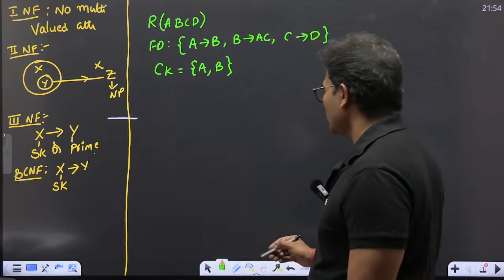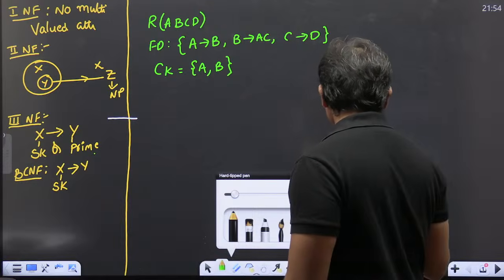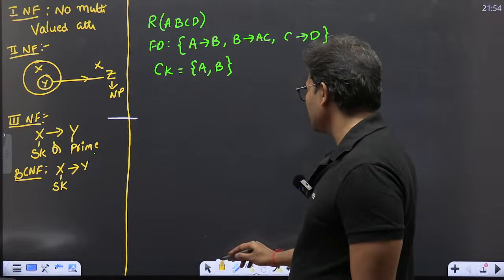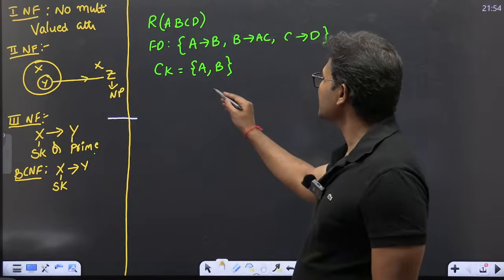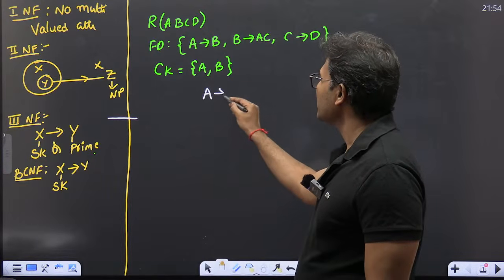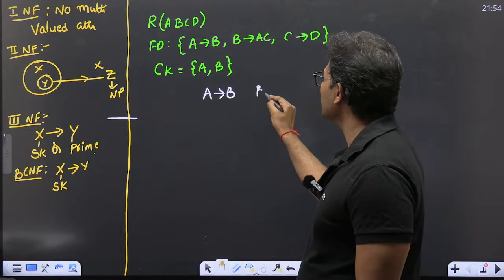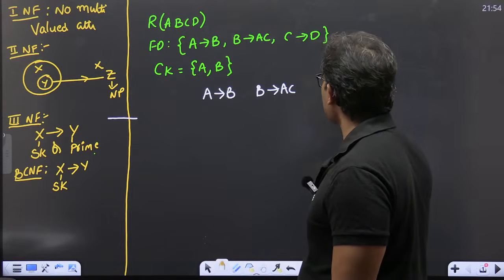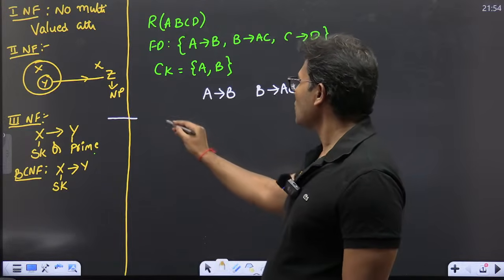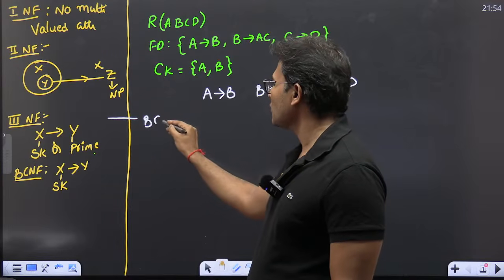Okay. So now I will solve this. See, this simple question will teach you something very interesting. Let us say the functional dependencies are: A determines B, B determines A, C determines D, C determines D. Now you have to check whether it is in BCNF or not first.